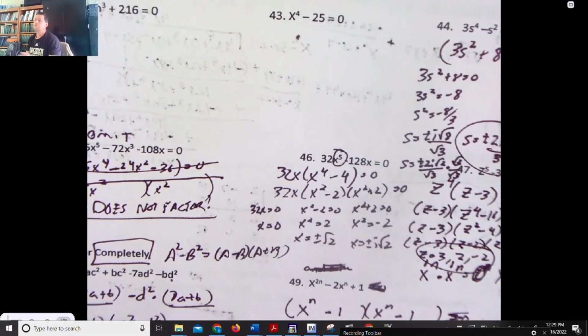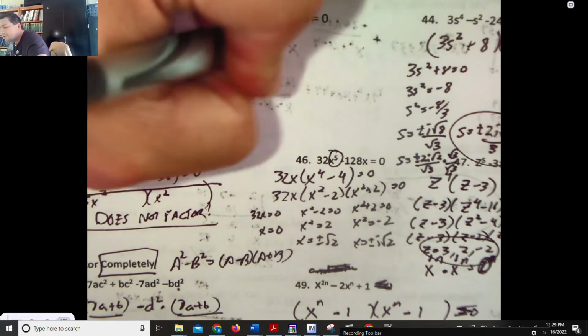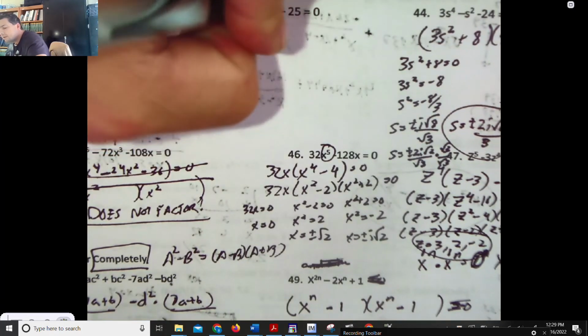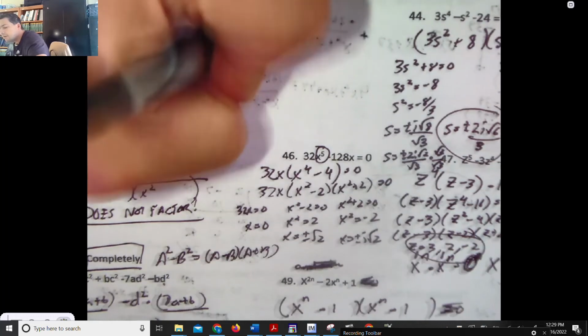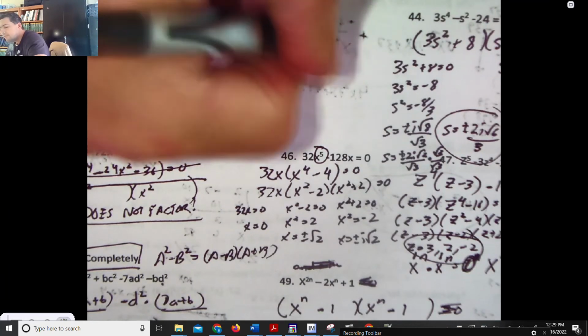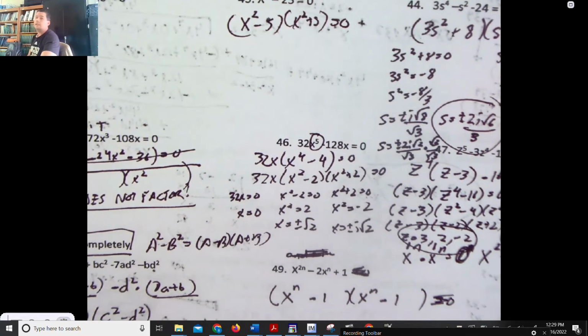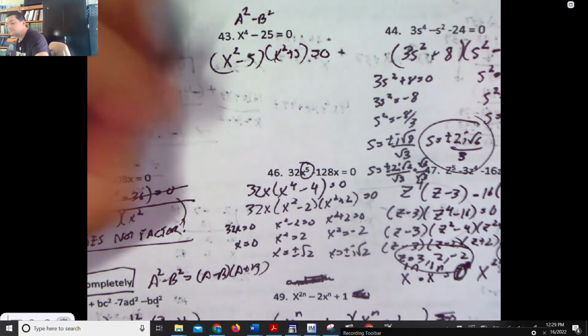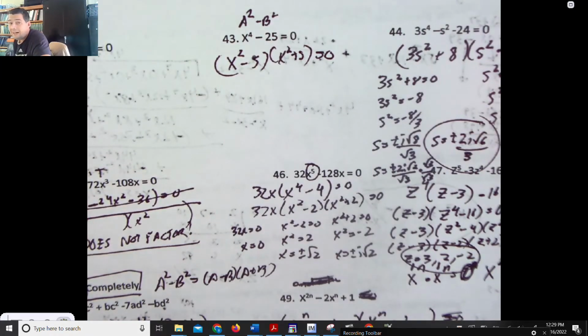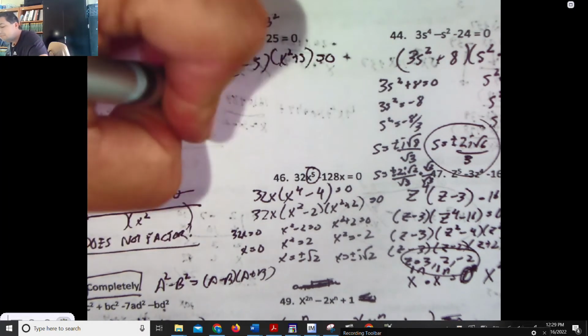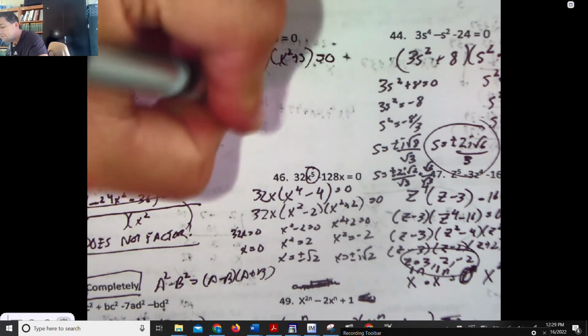43. 43 is easy to factor, at least initially. Its initial factorization, since it's an a squared minus b squared pattern, is x squared minus 5 times x squared plus 5. That's equal to 0. Now, if you're really smart, you can realize that 5 is actually the root of 5 squared. That's x minus root 5 and x plus root 5.